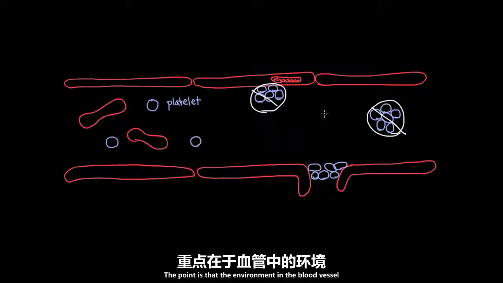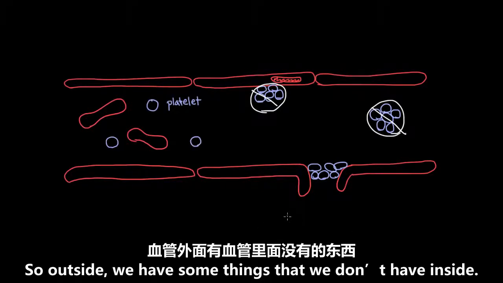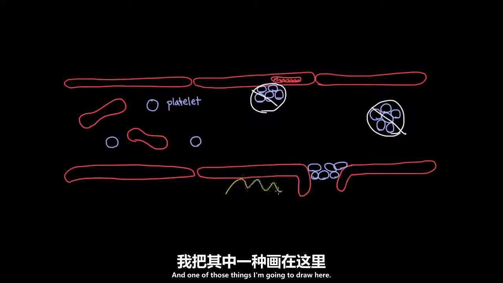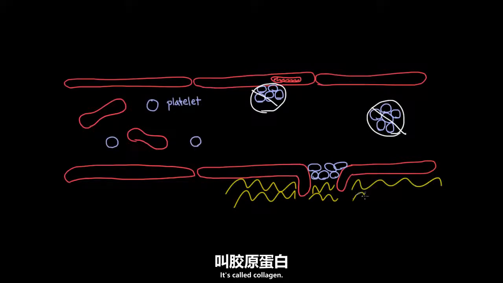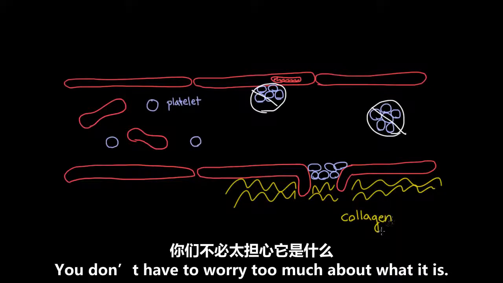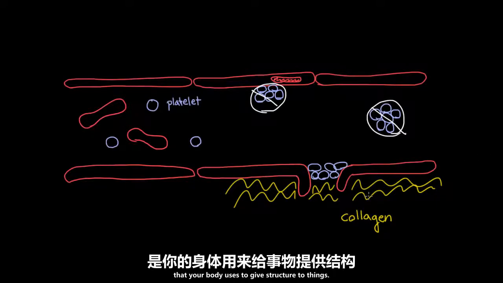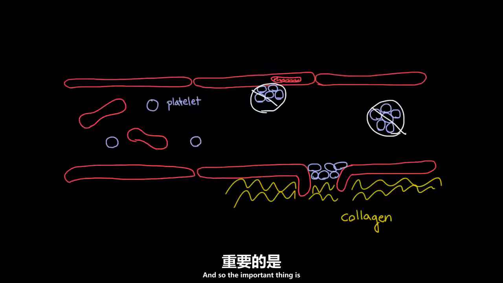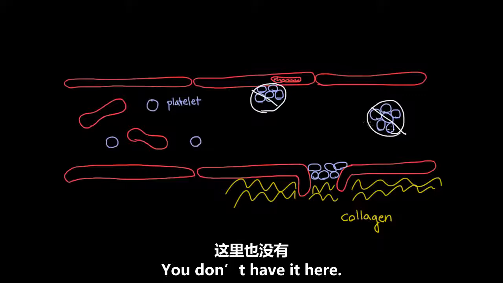The point is that the environment in the blood vessel is different from the environment outside of the blood vessel. So outside we have some things that we don't have inside, and one of those things I'm going to draw here. I'm drawing it here and it has a name. It's called collagen. So I'll write that down here. You don't have to worry too much about what it is. Collagen is kind of a structural protein that your body uses to give structure to things. And so the important thing is you have collagen down here and you don't have it here, you don't have it here, you don't have it here.